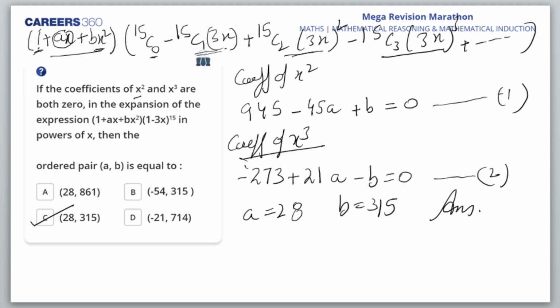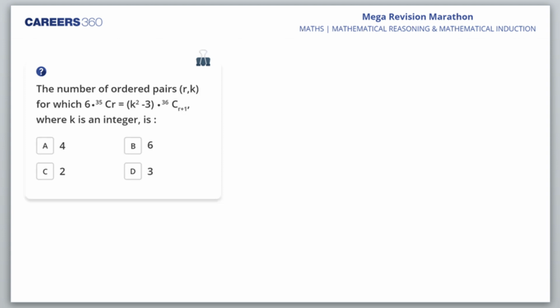Students, on your marks. Get set, go. Okay, prepare, do this. The number of ordered pairs R, comma K for which 6 into 35 CR is equal to K square minus 3 into 36 CR plus 1. Let's see how you can get it. Yes, students, attempt this question.